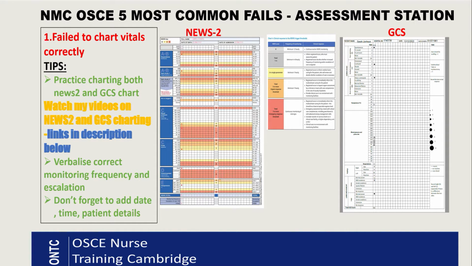Means obviously working out the correct new score. The total new score has to be correct, and you have to clearly verbalize what your total new score is, and what your monitoring frequency and escalation are. That's really important to verbalize, because it's part of your marking criteria and it has to be done clearly. You tell your patient how often you will do their vitals, and if you need to escalate their care to somebody else, because on the chart you put Y or N, Y for yes and N for no for escalation, but in verbalization you need to clearly say who you're going to escalate it to.